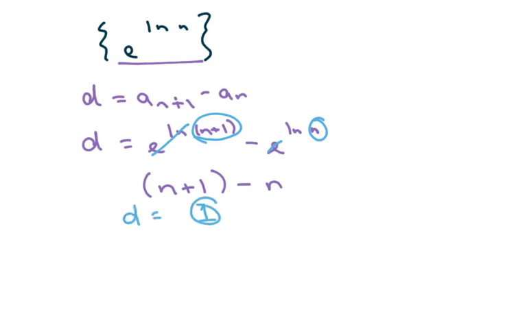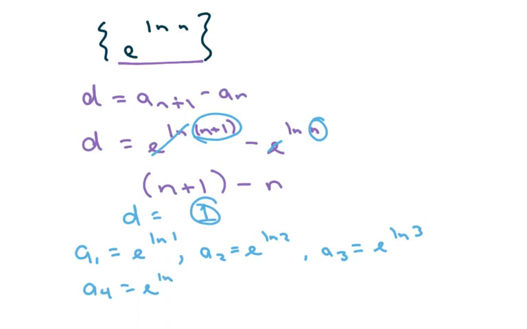And then you're just going to write these out. So a sub 1 equals e to the ln of 1. Okay. What does ln of 1 equal? 0. e to the 0 equals 1. But anyway, we don't have to worry about that. a sub 2 equals e to the ln of 2. a sub 3 equals e to the ln of 3. a sub 4 equals e to the ln of 4. a sub 5 equals e to the ln of 5.